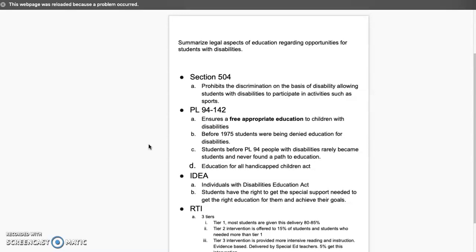Section 504 prohibits discrimination on the basis of disability. PL 94-142 ensures the appropriate education of students with disabilities, and the Individuals with Disabilities Education Act helped get special needs students the support they needed to achieve their goals, which implemented RTI with the three tiers, and tier 3 used for the most need-based students, delivered by special ed teachers.